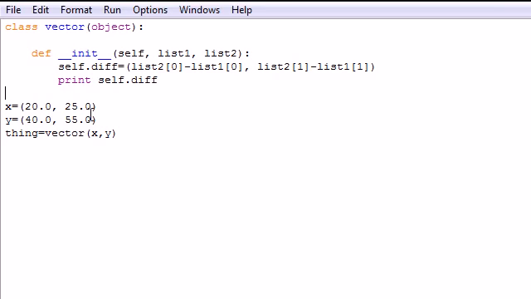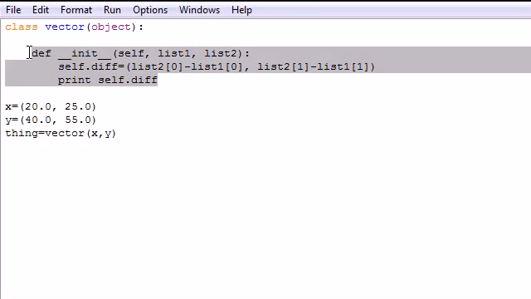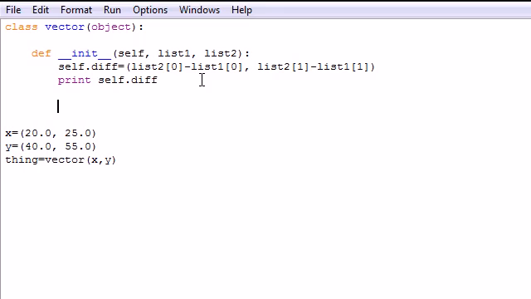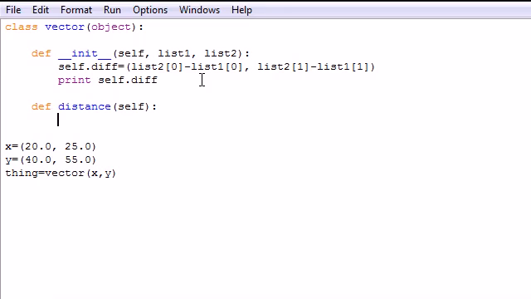So now that we figured out this formula to go ahead and build the vector, we need a formula to figure out the distance. So let's do that right now. Let's make another function in our class, in our vector class, and this time let's name it distance. So def distance, and make it self. And what we need to do is first set the variable of the side A and the side B.